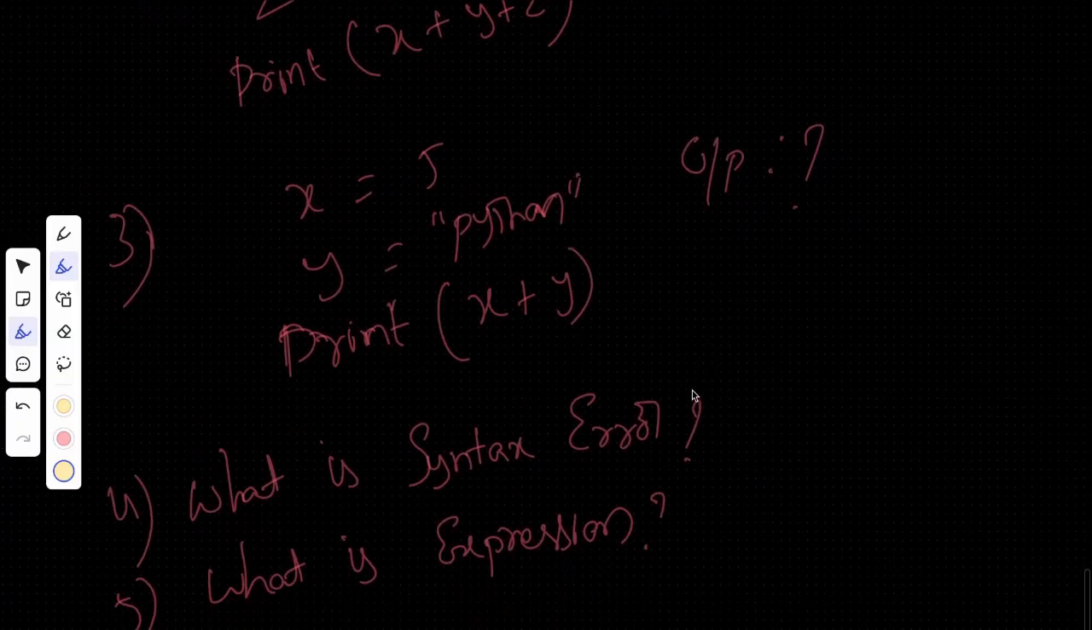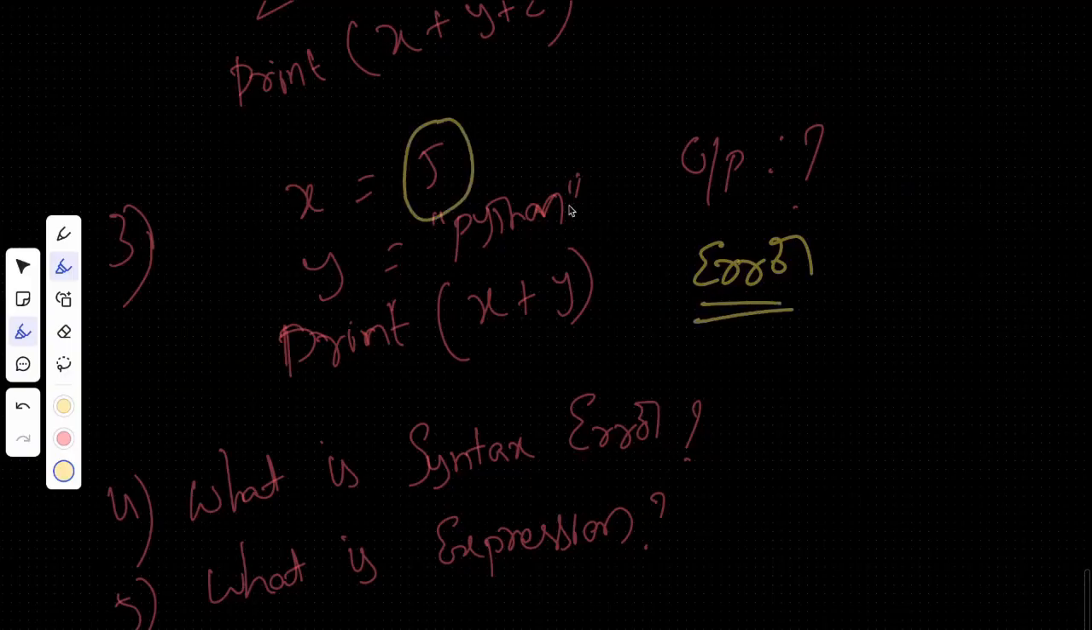Third one, x equal to 5 and y equal to Python. 5 is a number and Python is a string. So the output is, we will get the error because this is a number, this is a string. Those are different data types. So that's why Python will give the error.